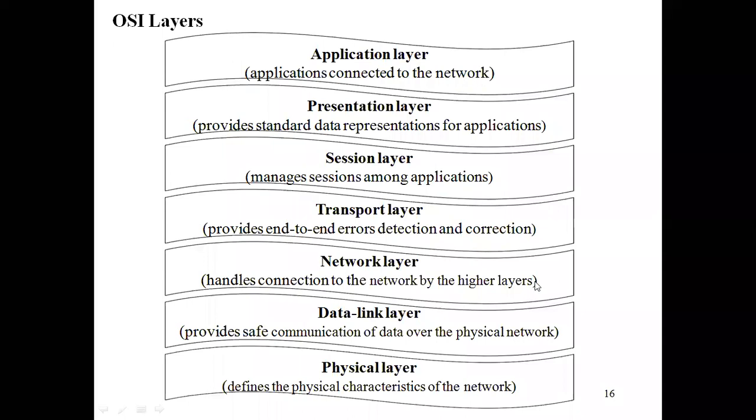Next is the network layer. It deals with all the network devices, and handles the connection to the network by higher layers. Next is the higher layer, the transport layer. It worries only about end-to-end transmission, detection, and correction. If any packet comes that is not proper, it is discarded or retransmission occurs. So the acknowledgement that comes from the transport layer is very important for end-to-end transmission.